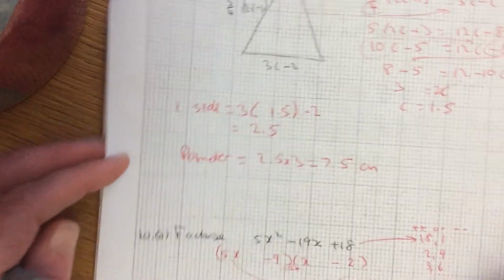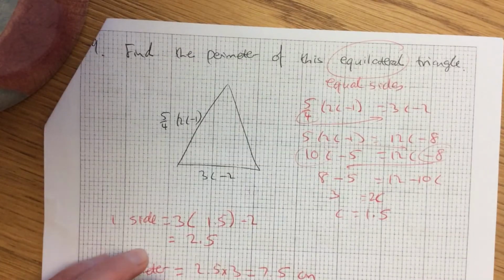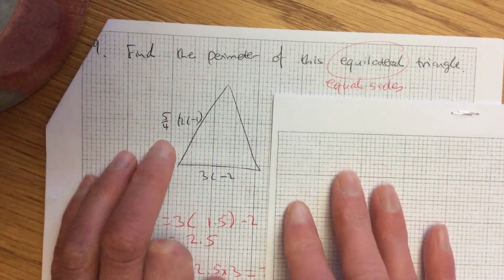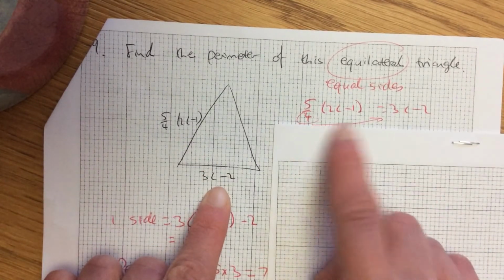Okay, this one here, number 9. Very, very tricky question. Find the perimeter of this equilateral triangle. You can see that's the key word, equal sides. So that means that this side equals this one. Bit of a mess at the minute.